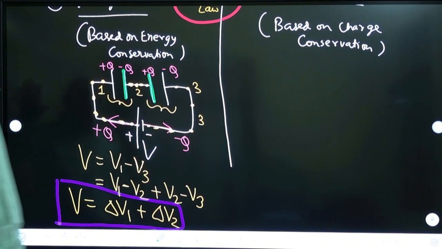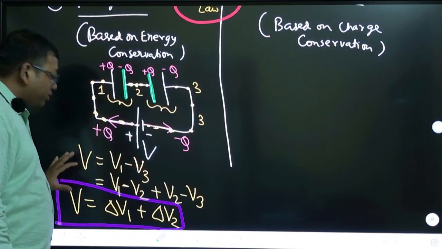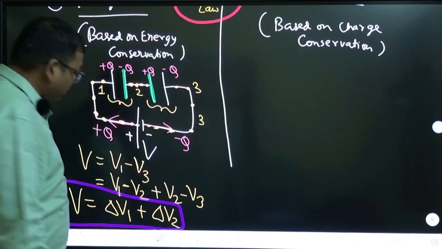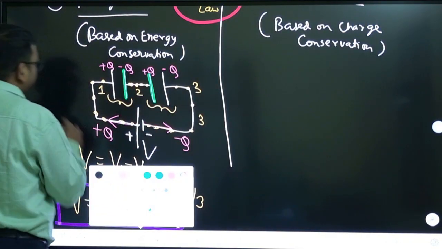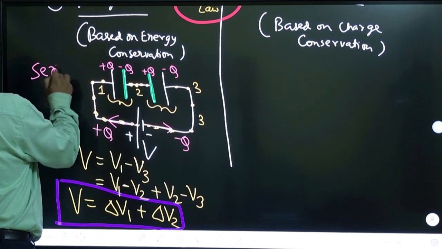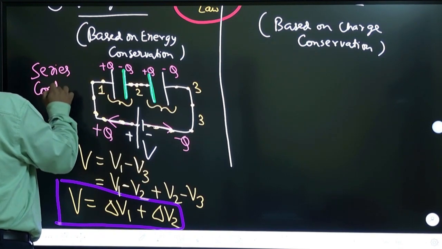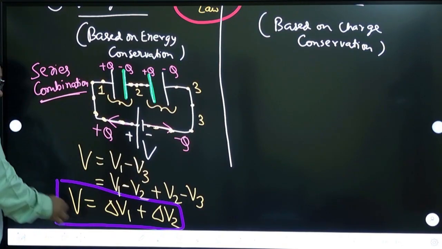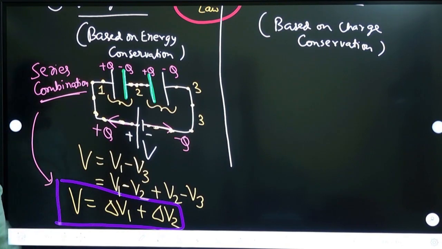So this is what is called voltage law. In voltage law, this will happen. And note that these two capacitors are connected in series. Series combination. So in series combination, voltage law will happen. We have to follow voltage law in series combination.